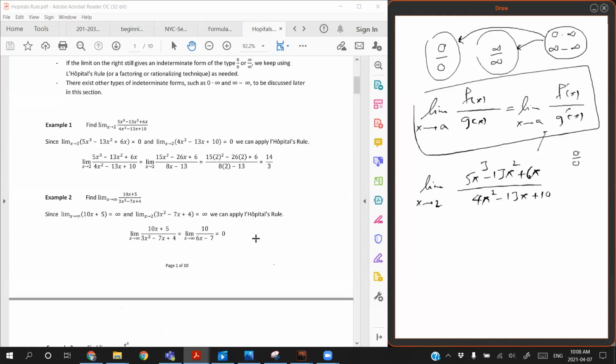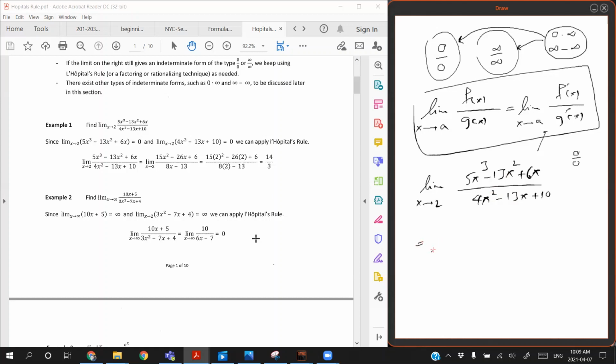That is, if x equals 2 gives you 0 here, it means that this is going to be divisible by x minus 2. This is also going to be divisible by x minus 2, so you can factor x minus 2 and then cancel it, and that's the way you solved it in Cal 1. But now, we know how to use the derivatives, and we know about L'Hopital's rule.